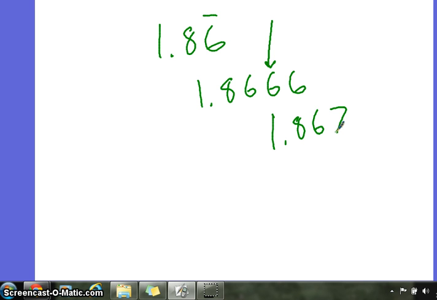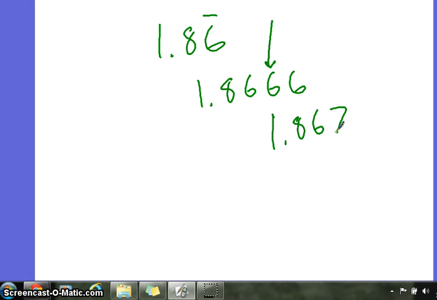So would you put the repeating sign over it? No, because I rounded this one. It's rounded, so it has an ending point. Does that make sense?